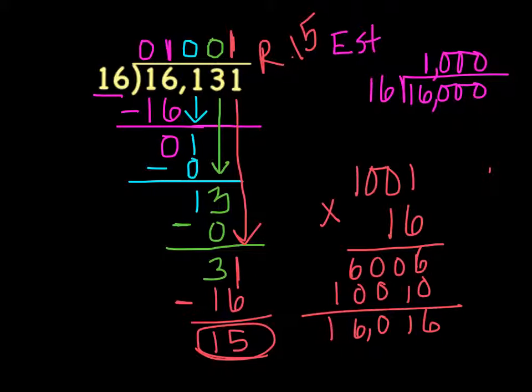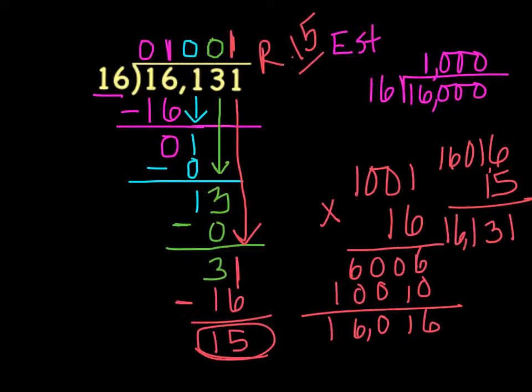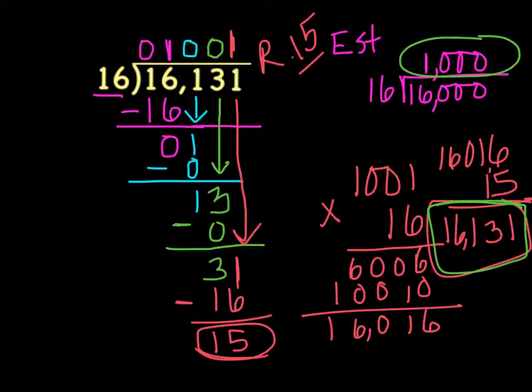All right, but we don't need to be alarmed, because if we add 15 to this, I don't think I can squeeze it in down here. I'm going to have to rewrite it up here. If we add the remainder in, we're going to end up with 16,131, and that is our original dividend. And my estimate was 1,000. I got an answer of 1,001 with the remainder of 15. That's pretty close, and everything checked out.